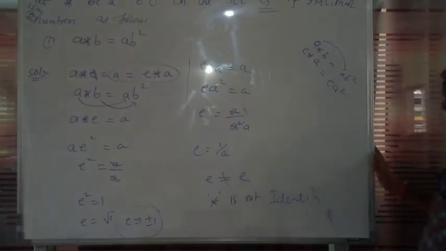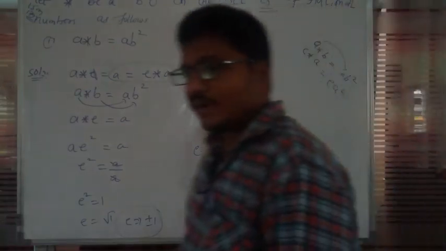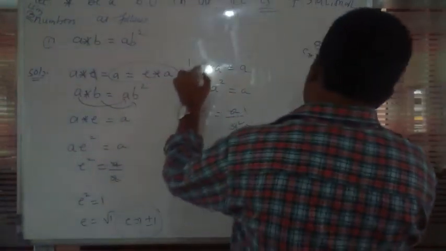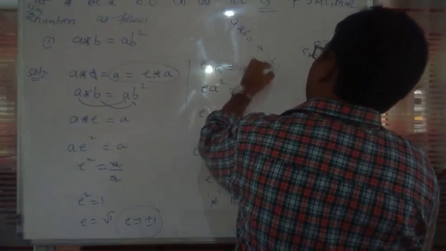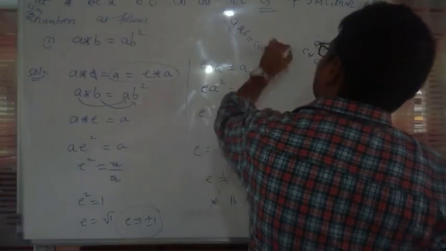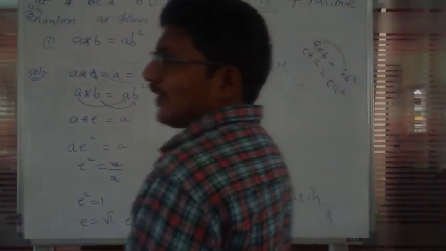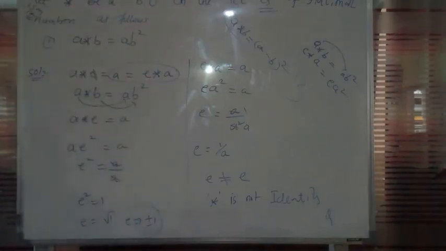Star is not identity. One more I will give to you. You have to just check this one in your homework. A star B is equal to A minus B whole square. So we should check this one. Is it possible to call it a binary operation or not?